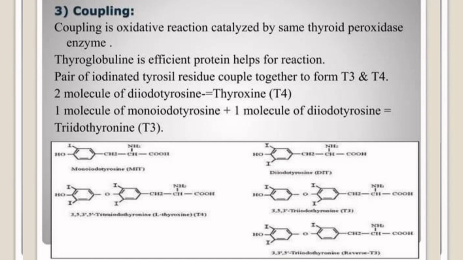Coupling. Coupling is an oxidative reaction catalyzed by the same thyroid peroxidase enzyme. Thyroglobulin is an efficient protein that helps this reaction. A pair of iodinated tyrosyl residues coupled together form T3 and T4. Two molecules of diiodotyrosine equal thyroxine, that is T4. One molecule of monoiodotyrosine plus one molecule of diiodotyrosine equals triiodothyronine.